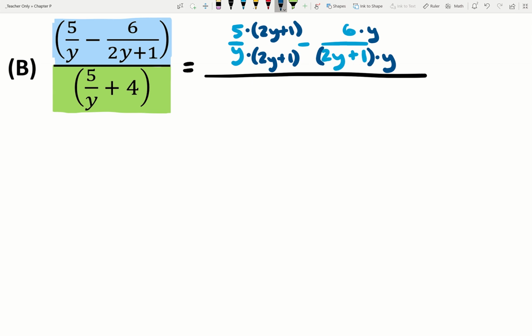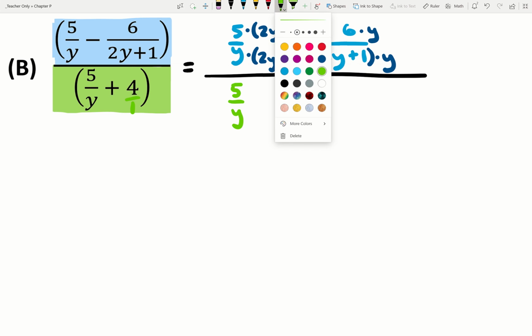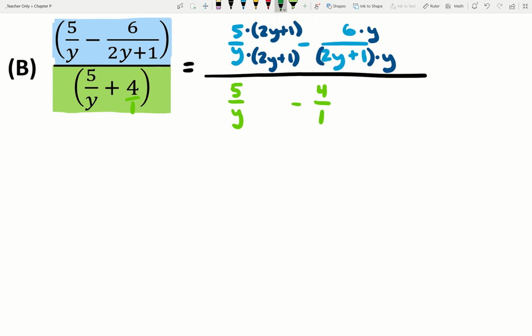I'm going to go ahead and move on to my green now, my denominator, because I've got a fraction that looks like 5 over y. That'll leave some space, minus, and then I've got a 4. Remember, we could always write that as a fraction, 4 over 1. And then we can go ahead and play that same game. We're going to introduce what the other is missing.